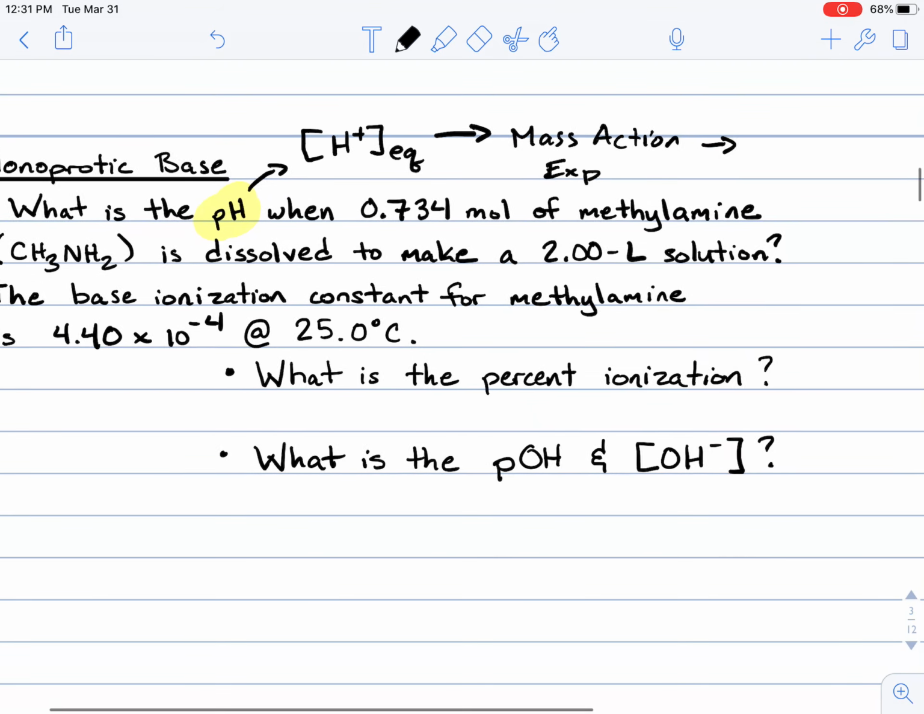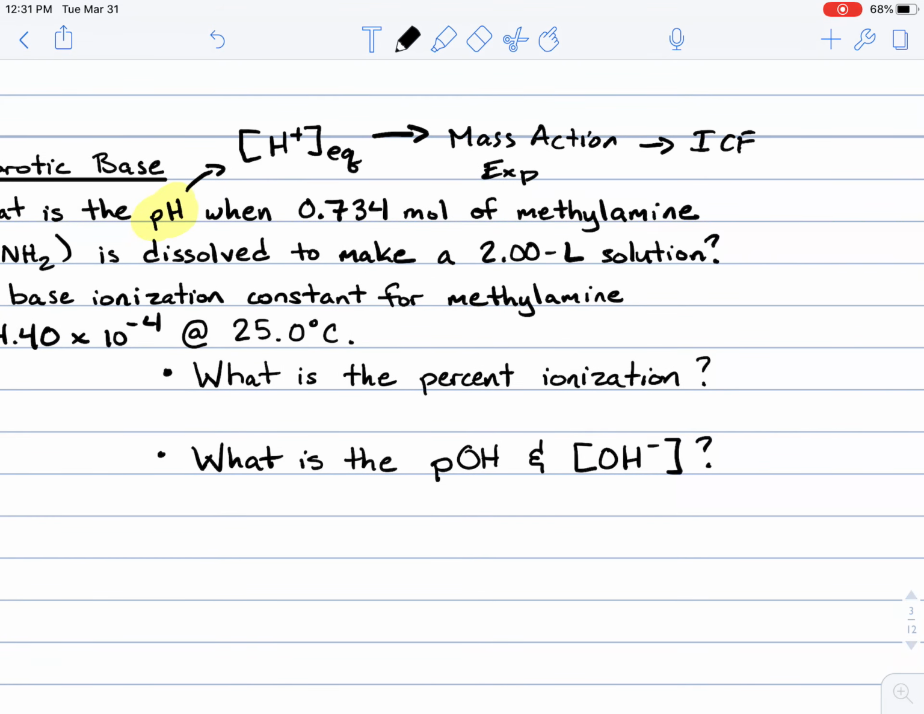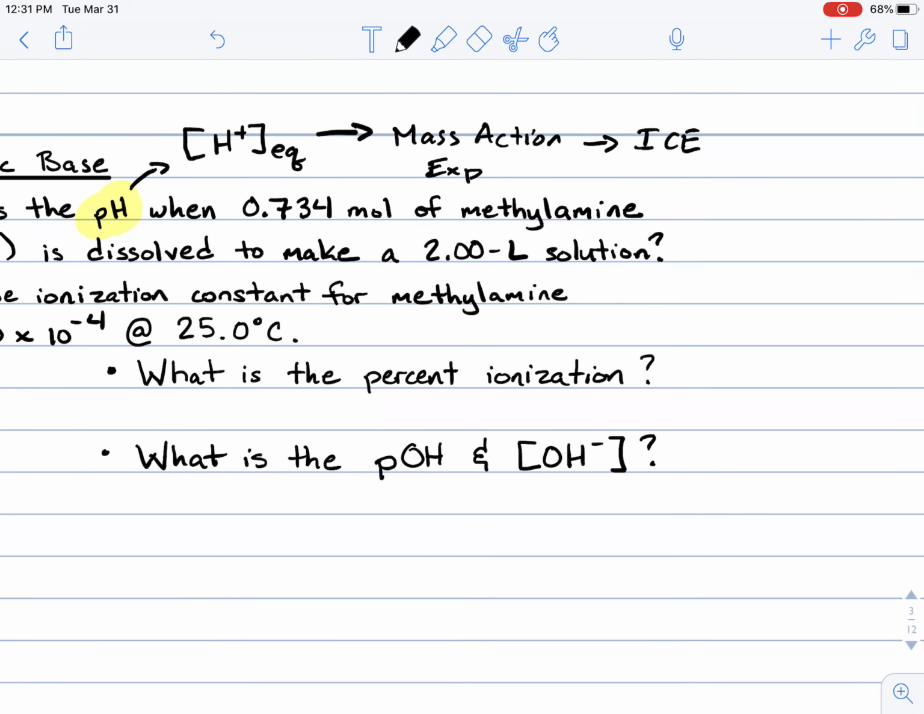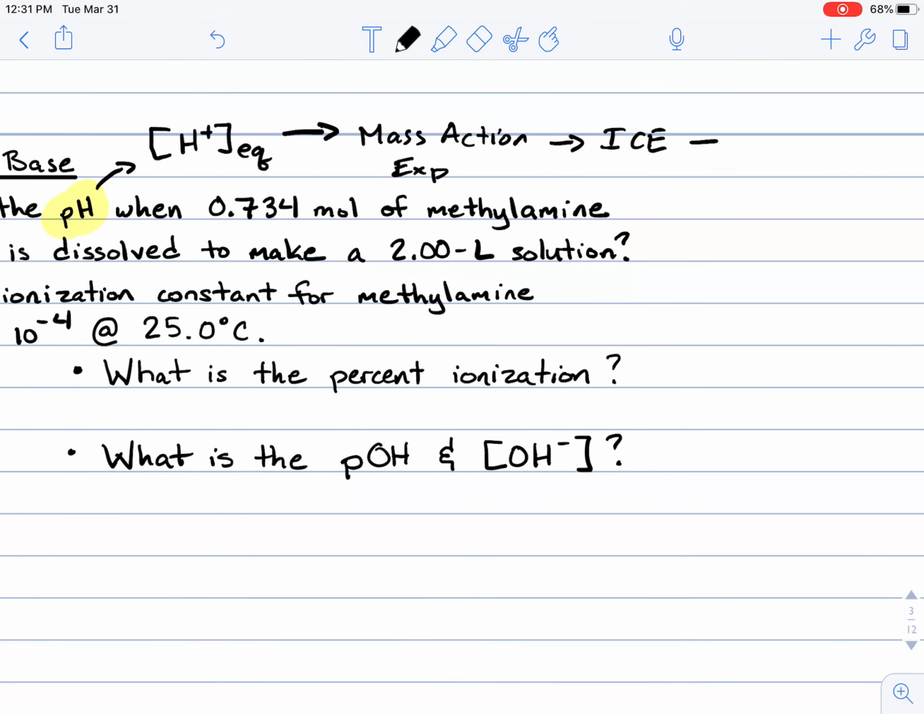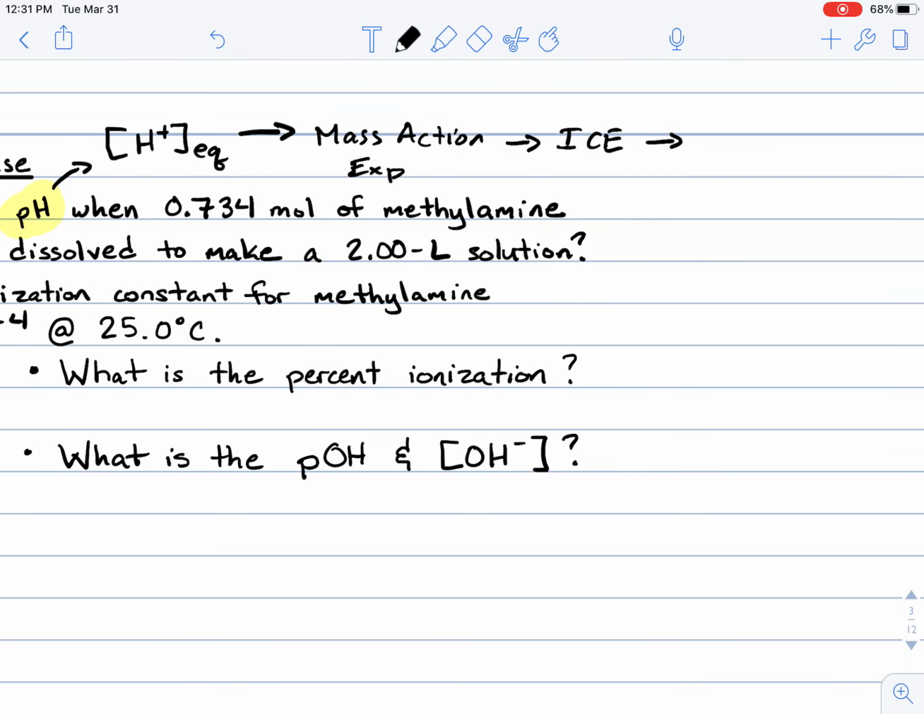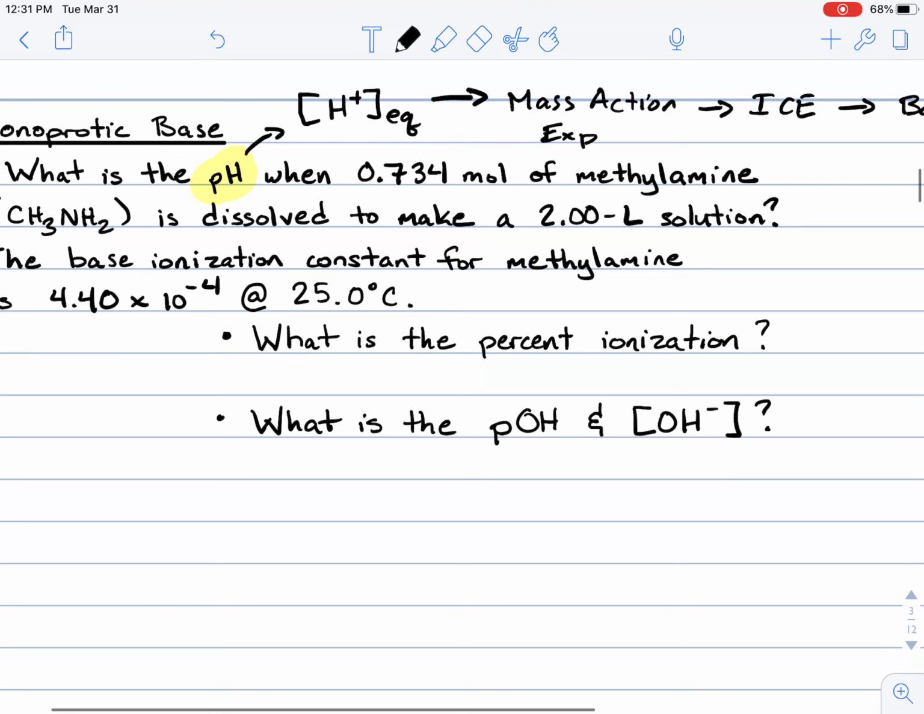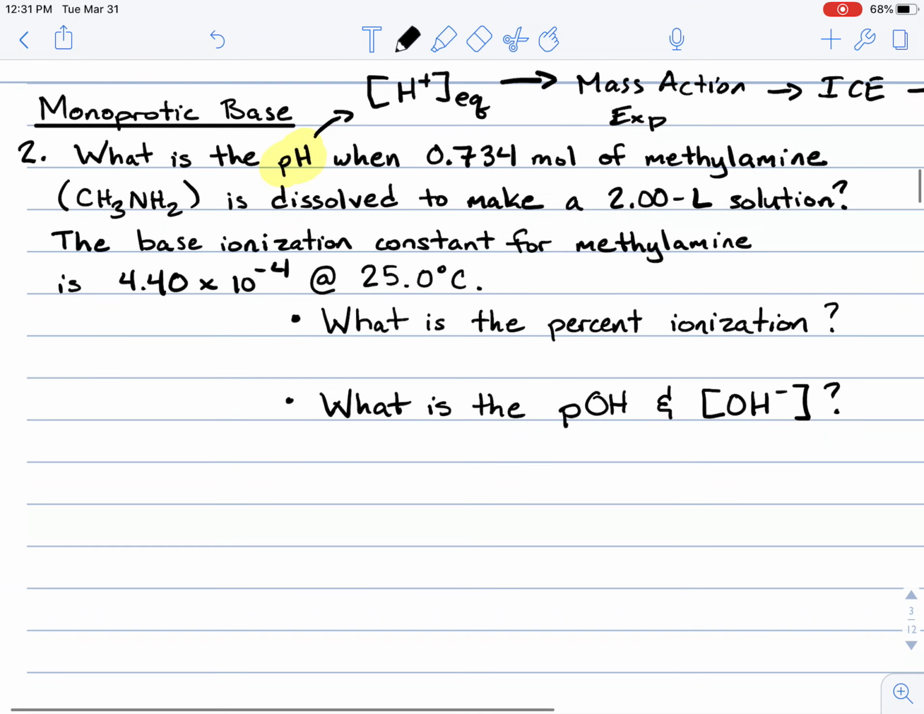We also need an ice table. But for us to be able to develop an ice table and the mass action expression, we need to write a balanced chemical formula. I'm sorry, balanced chemical equation. Okay, so these are the type of items that need to be brought out when the question asks, what is the pH of this system?